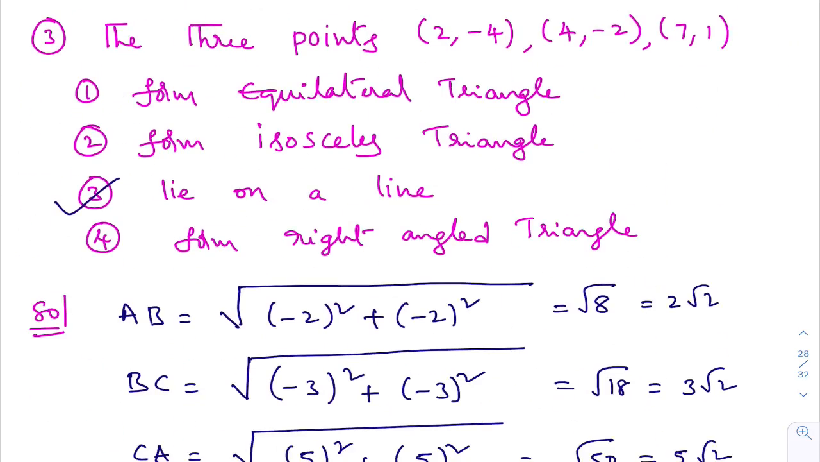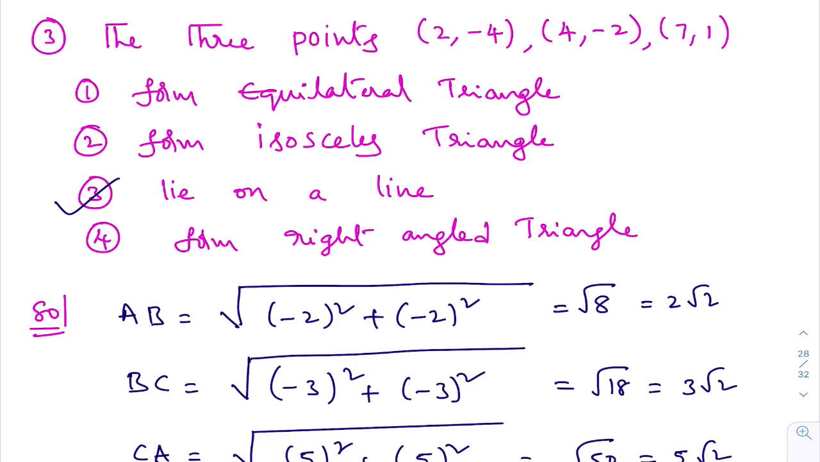You see here the 3 points 2 comma minus 4, 4 comma minus 2, 7 comma 1 form an equilateral triangle, form an isosceles triangle, lie on a line, or form a right angle triangle. Actually, I can do this by calculating the area of the triangle, but I am doing it using the distance formula. You need to know how we can do this problem with the distance formula. In previous classes, I explained this by calculating the area of the triangle.